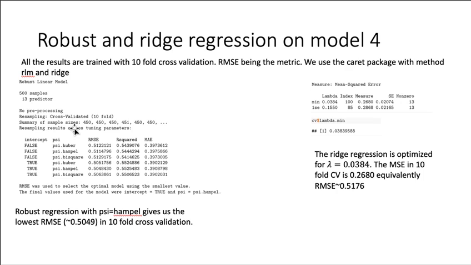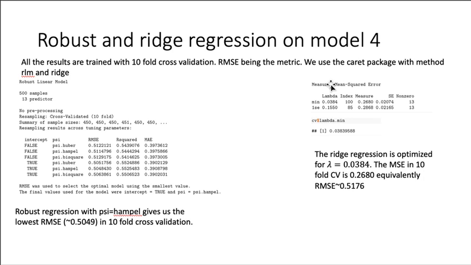Look at these last three rows: for the different weights, Huber, Hampel and Bisquare, we have these three RMSEs and the corresponding averaged R squared values. And we see that the robust regression with the weights equal to Hampel gives us the lowest RMSE, 0.5049, with tenfold cross validation. So this will be our choice, the Hampel one.